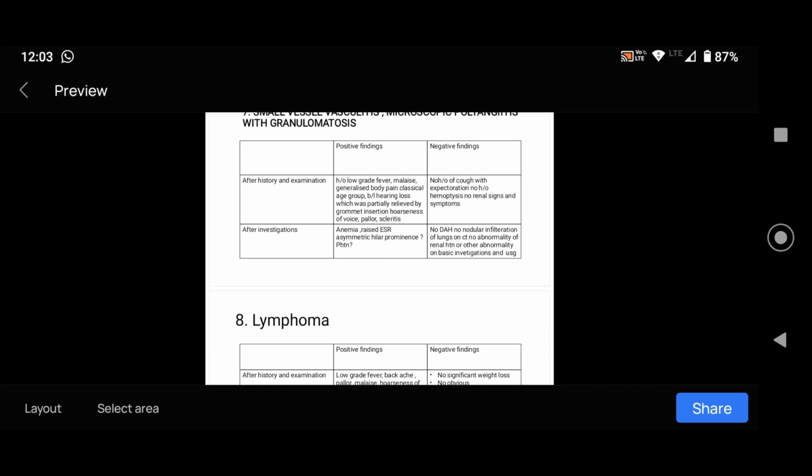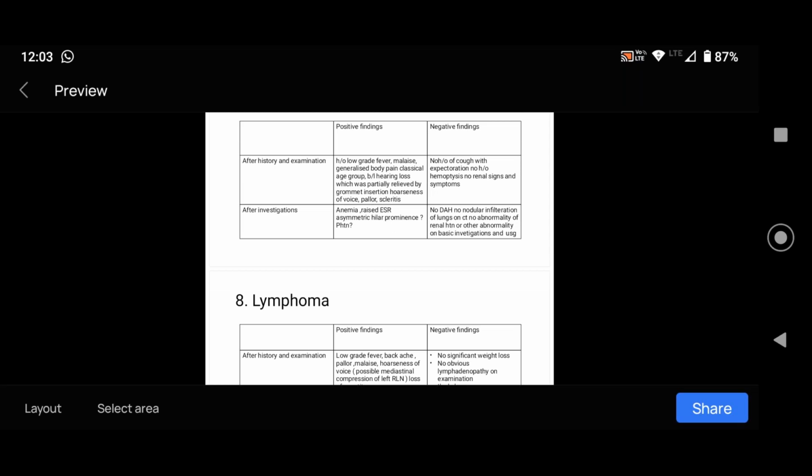And after investigations, a few features which would still be in favor of Wegener's were that there was anemia, there was raised ESR, there was an asymmetric hilar prominence which was said to be vascular, so it could probably be pulmonary hypertension due to pulmonary Wegener's.